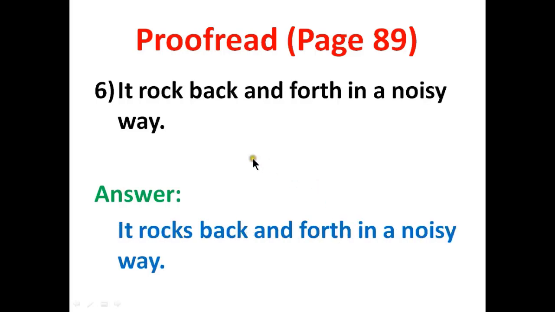And the last one on page 89: It rocked back and forth in a noisy way. Now, for it, there should be an s or es in the verb. It rocks back and forth in a noisy way.